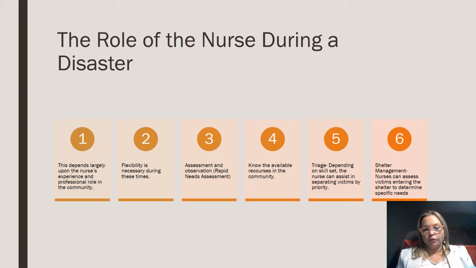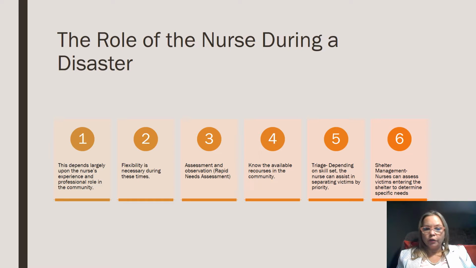Know who you can go to. Know the public places that have the resources that you need, the government agencies that might be able to help you, your family, your community. So know your resources. Triage. Depending on your skill set, a nurse should be capable of separating victims by priority. And we'll go over a chart about that in a moment. This is covered in another chapter, but I do want you to be familiar with the basic triage setting.